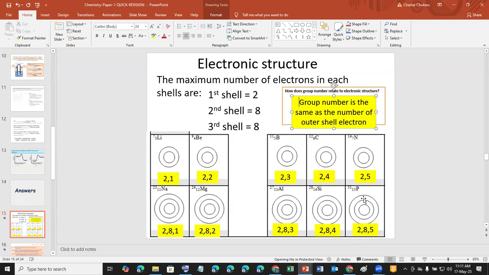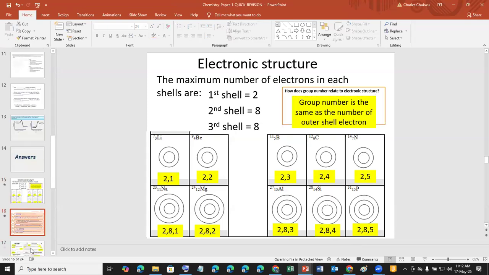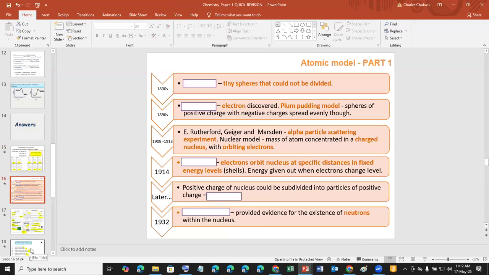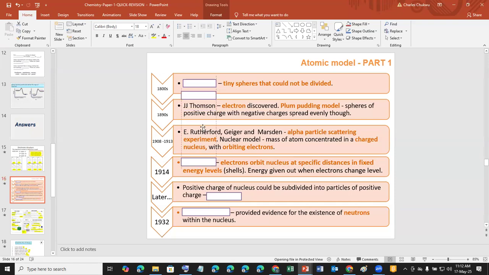And then finally, nitrogen and phosphorus, both of them have 5 in their outermost shell, and that's why they're in group 5. So this is the answer for, I don't think we looked at this, but if you want, we can look at it. These are people who contributed to different theories for the atomic model. J.J. Thomson. I'm not sure they might ask you these names, but let's just go to the ones that you may likely be asked.